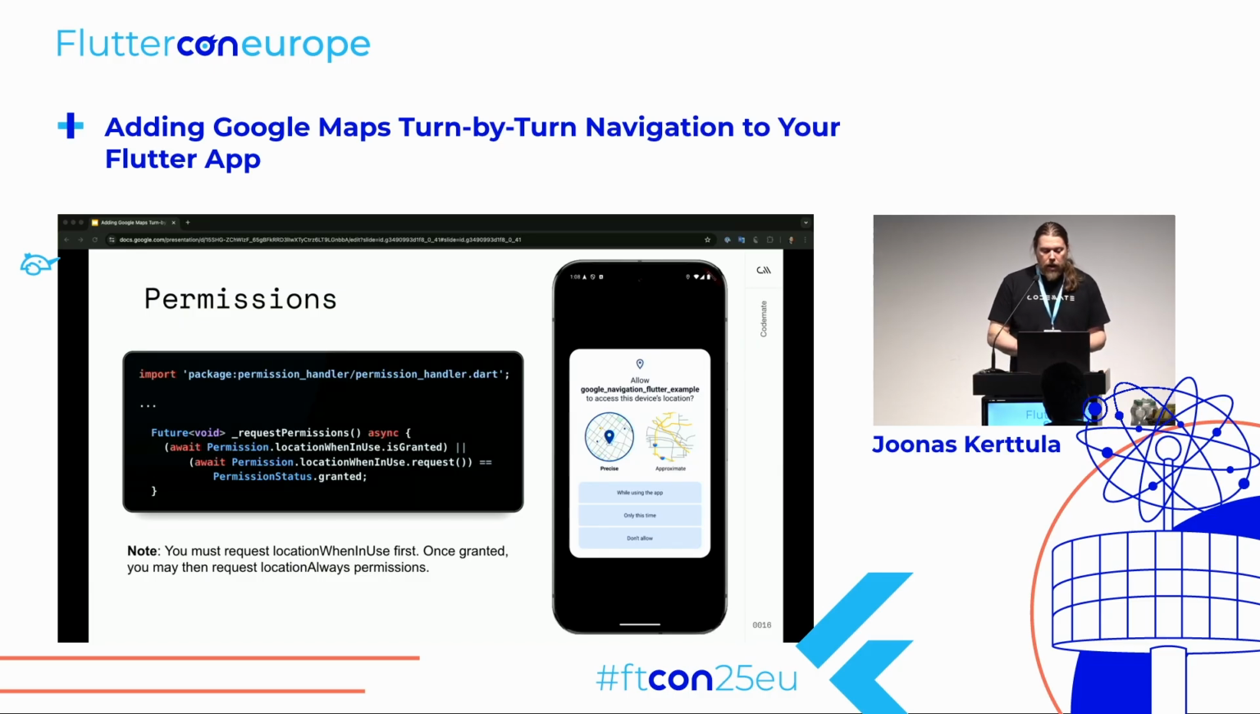And for permissions, you should use the Flutter permission handler package to do this, and you have to have the location when in use permission at least to make this work. But after that permission is given, you can ask for location always permission, which allows also the background process of the navigation guidance.